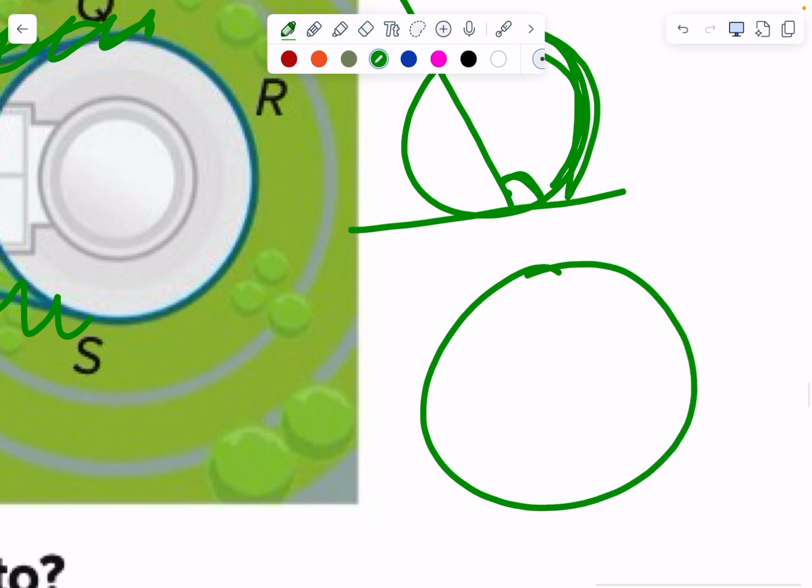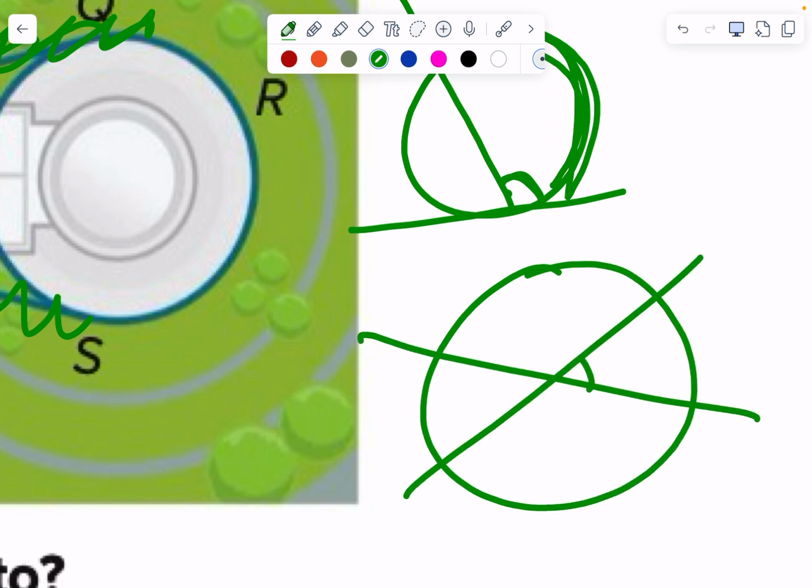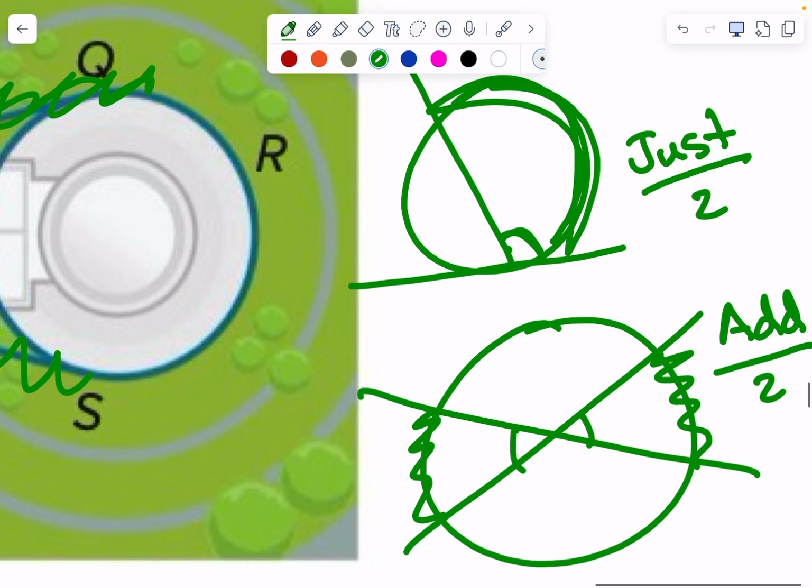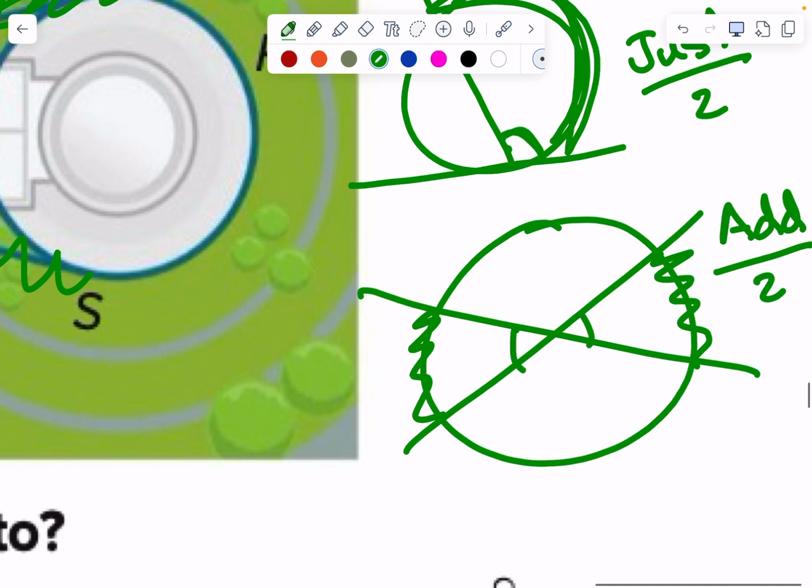We had this scenario where two lines cross each other, and those angles are going to be the average of these two together, right? You add them and divide by 2. Here you just divide by 2, right? I just divided by 2. Here I add and divide by 2.